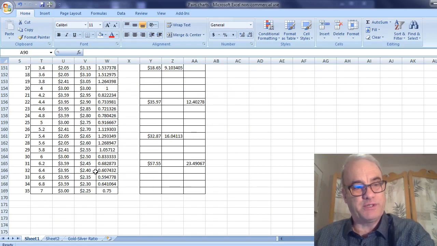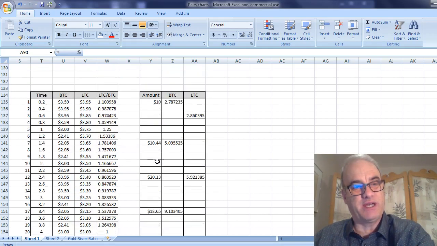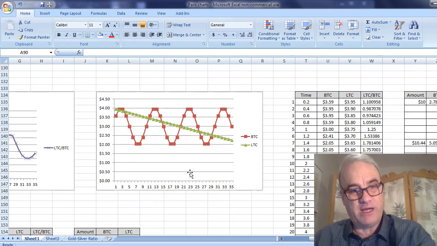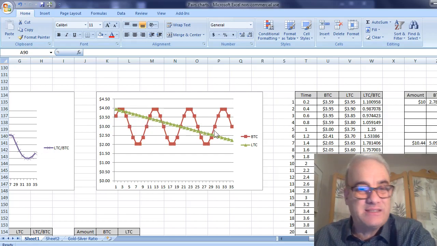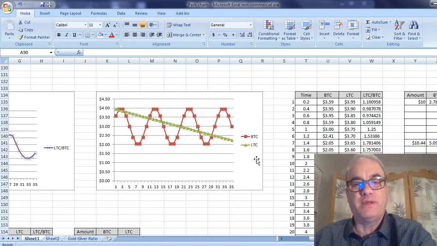Okay, the end result is I end up with $57.55. I started with 10. So even though, look at these graphs. Even though Bitcoin's going nowhere, it's just going up and down. Litecoin's actually descending. So when I put my Bitcoins into Litecoins, they're actually losing value, and still I'm making money in the long haul.